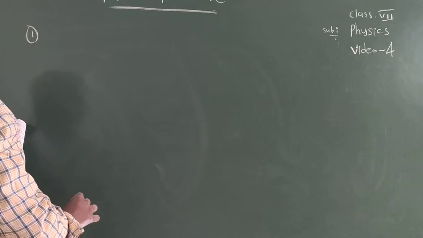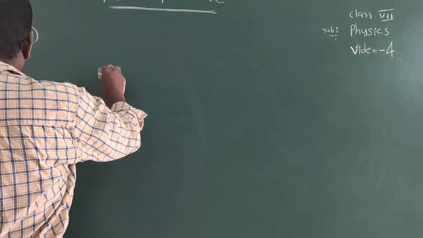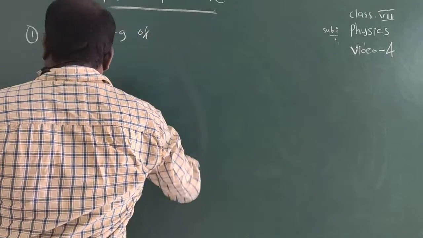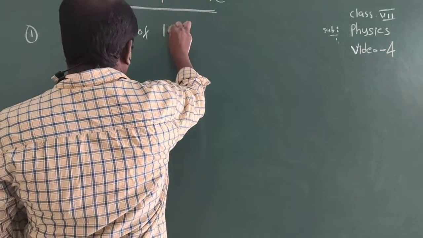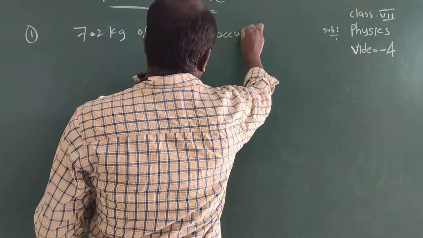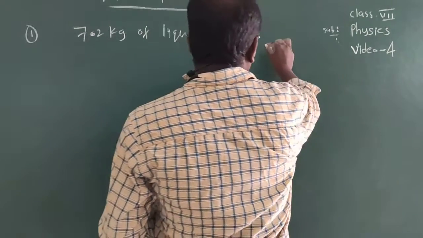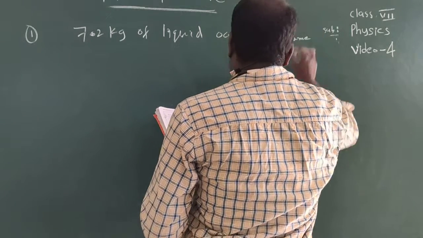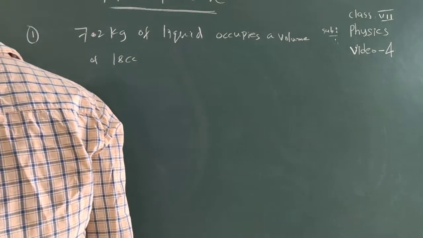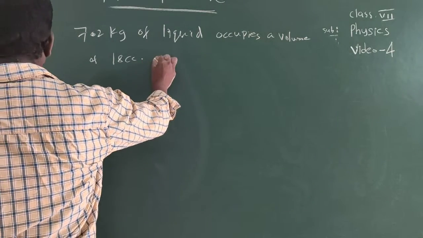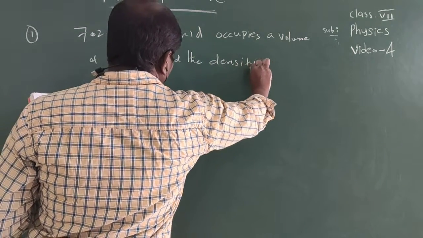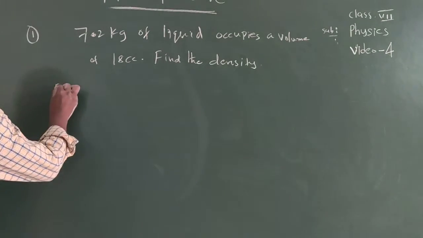First one. So 0.2 kg of liquid occupies a volume of 18 cc or 18 centimeter cube. Find the density.